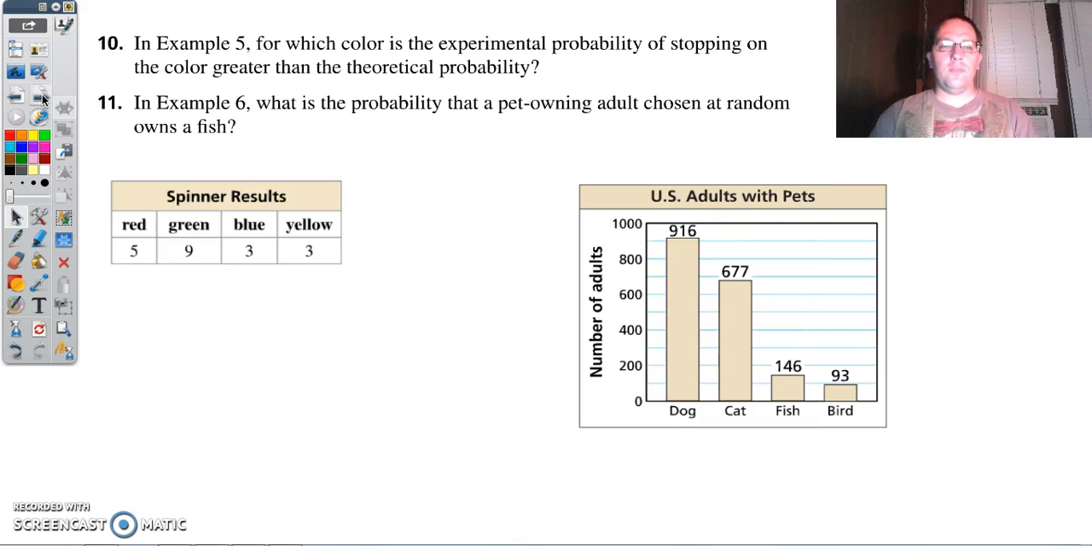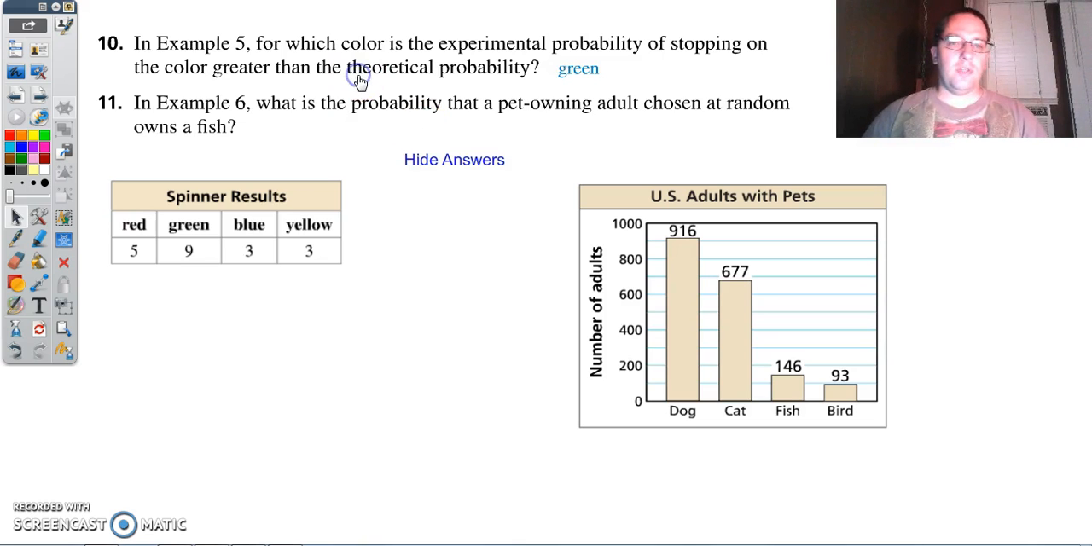So what I want you to do, in example 5, for which color is the experimental probability of stopping on that color greater than theoretical probability? For which one is it? Then for number 6, what's the probability of choosing somebody who owns a pet and has a fish? All right. Pause the video, look at these, then come back and check your work.